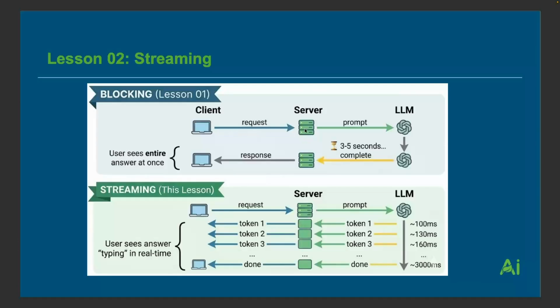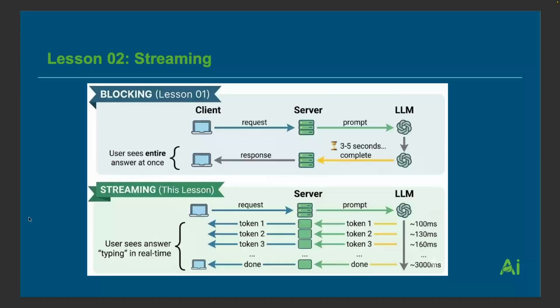The only difference in Spring AI is the method call. In a blocking call, we use the call method, and in streaming, we use the stream method. It's quite simple to implement. Streaming turns a 5-second loading into an instant response that types itself out using the exact same LLM request.